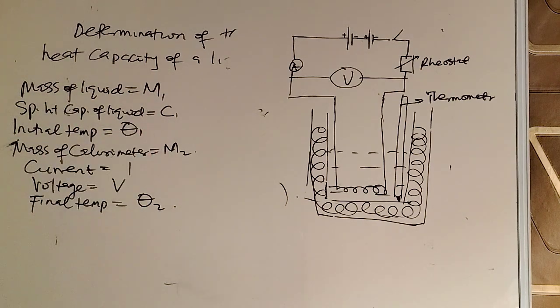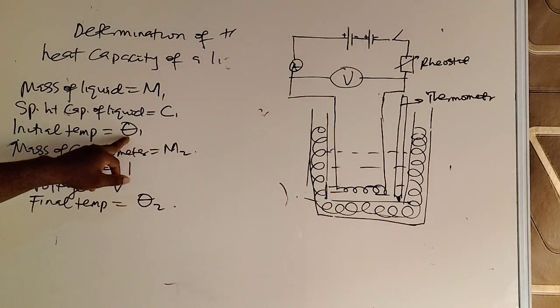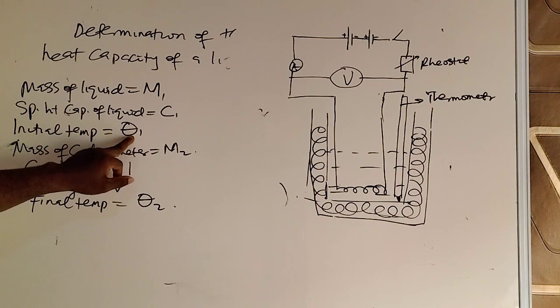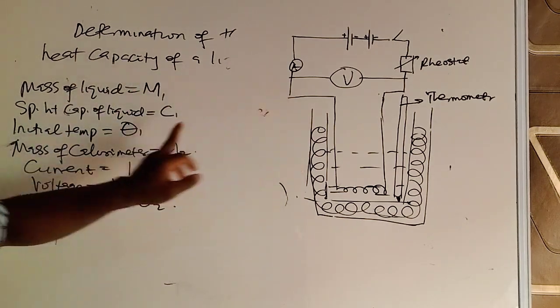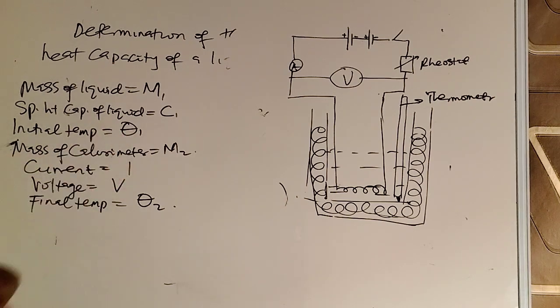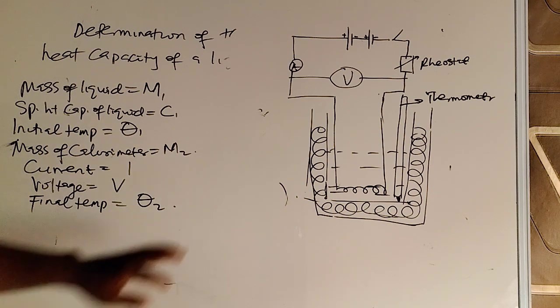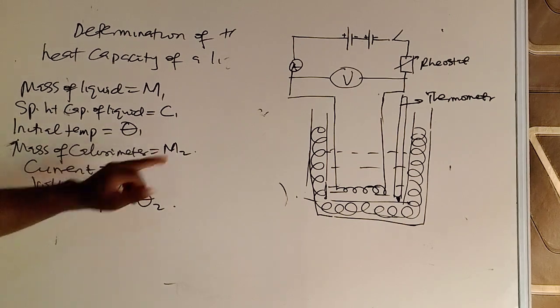Let's call it C1. Then once the liquid is poured into the calorimeter, we'll take the initial temperature of the liquid. This initial temperature represents the temperature of the liquid with the calorimeter together as theta 1. That is the initial temperature of the liquid, and also the initial temperature of the calorimeter, because the two of them are in thermal contact. They have the same initial temperature. Then let the mass of the calorimeter you're using, which was determined for the experiment, be M2.